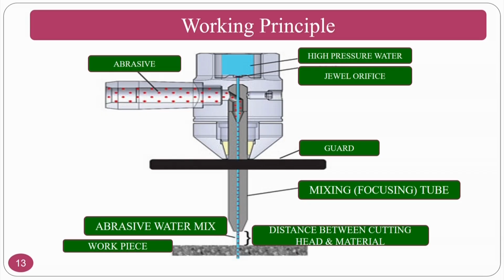Working principle: if you see, the abrasives are fed from this. At the same time, you have a high pressurized jet with high velocity coming from this one. Both will mix in the mixing tube, and you have a guard to protect. The length and diameter of this mixing tube play a major role in how the mixing happens, and this will hit the workpiece and erode the material.